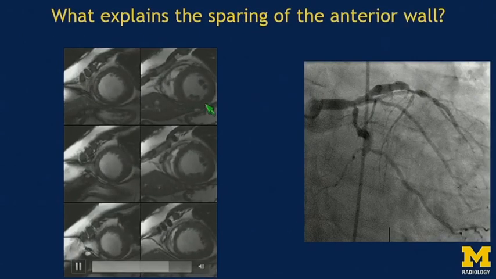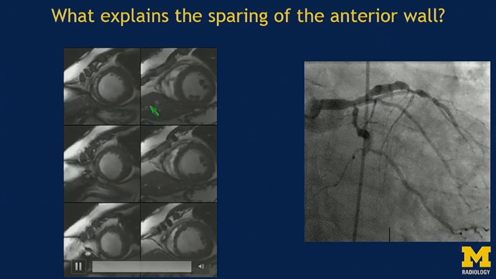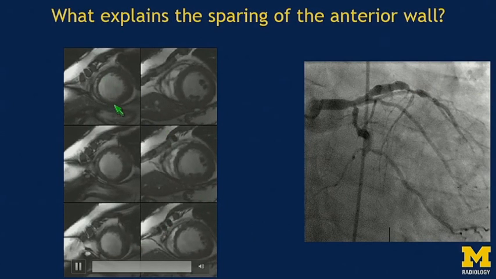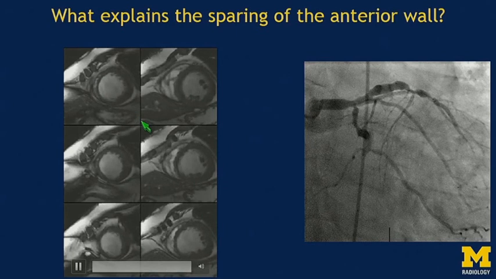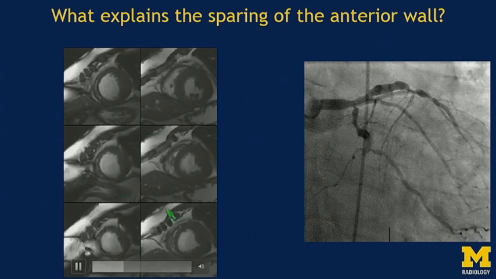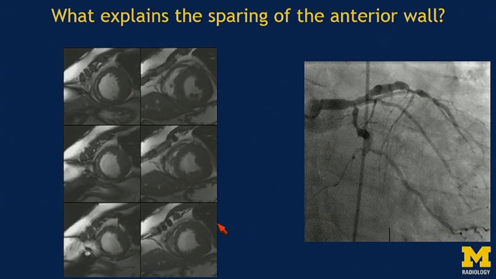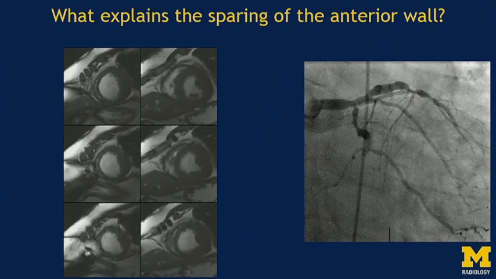So look at the MRI, and we have these mid-ventricular slices going in towards the apical level. And what we notice is that the anteroseptal, inferoseptal, and inferior walls are involved, which is not surprising since this patient has LAD and RCA territory disease. But what we notice is that the anterior wall is relatively spared. So why do we think the anterior wall is spared in this case?